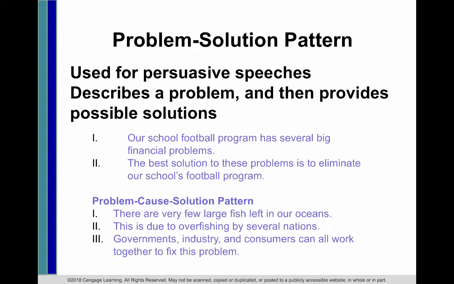In the example here, the first main point details the problem, which is that there are very few large fish left in the oceans. The second main point outlines the cause, which is overfishing by several nations. Then the third main point talks about what different entities and individuals can do to help fix the problem.